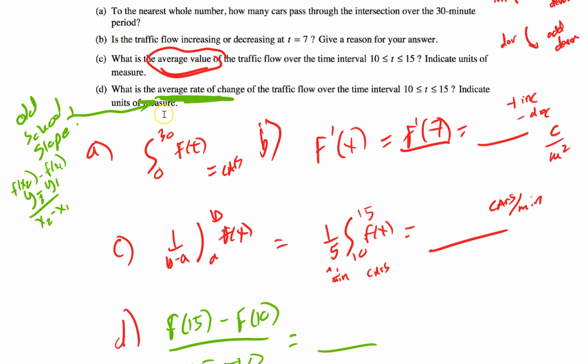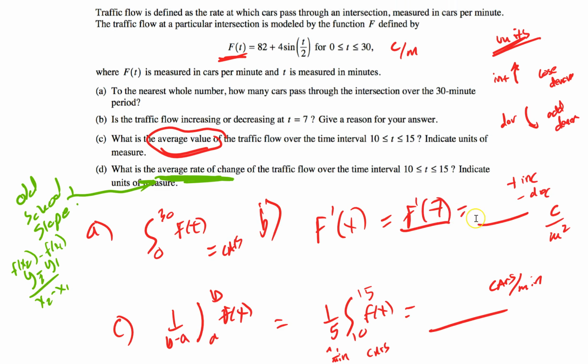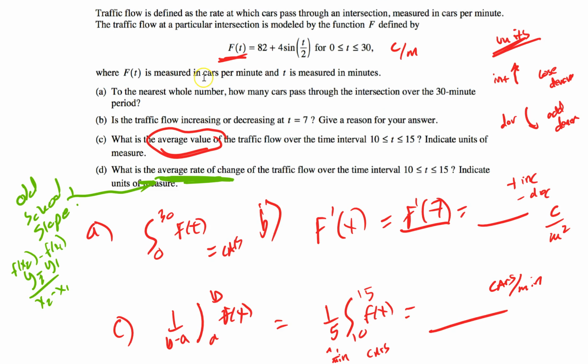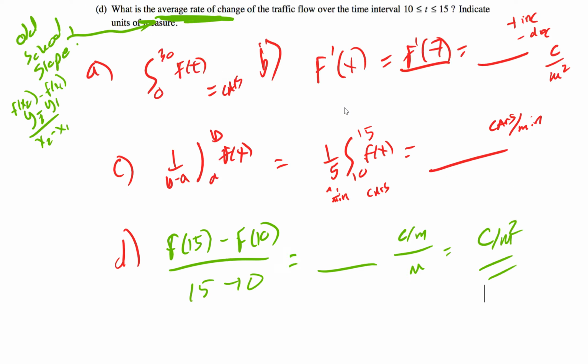Indicate units of measure again. Let's talk about the units of measure on this one. It should be kind of the same as the last one. F by itself up here is cars per minute. They told us right there, cars per minute. So I have cars per minute on top, and on the bottom it's time, so you're dividing by time. Cars per minute over time is cars per minute squared. That's all it is.